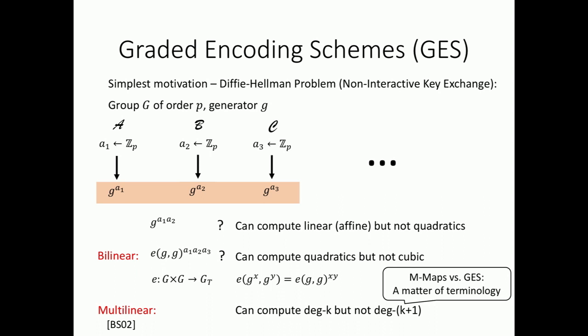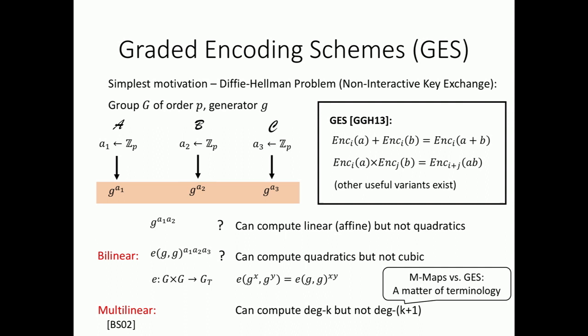So graded encoding schemes, which were defined by Garg, Gentry, and Halevi, have the following property. It's a way to encode elements. In the analogy to the Diffie-Hellman setting, the elements are these A1, A2, A3. And this encoding also has a tag or level or index that essentially says what's the degree of the polynomial that is required to compute this encoding. The property of these encodings is that if you take two encodings in the same level, in the same degree, you can add them together. And if you multiply two of these encodings, then again you get an encoding of the product, but under the sum of these levels. This corresponds to the fact that the product has the degree that is the sum of the degrees of the operands.